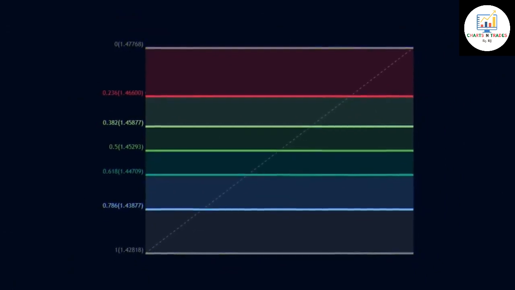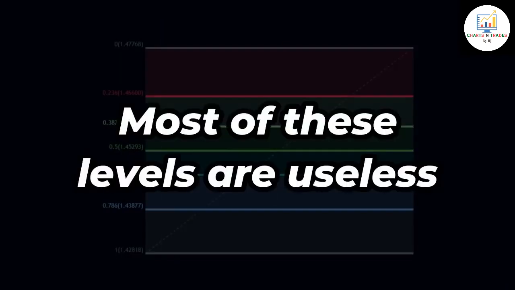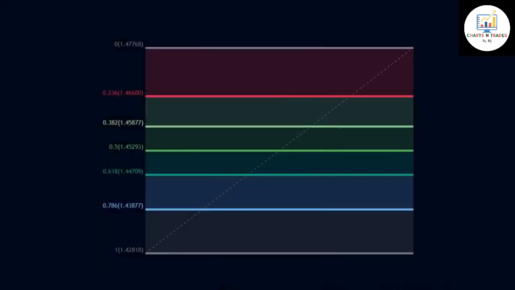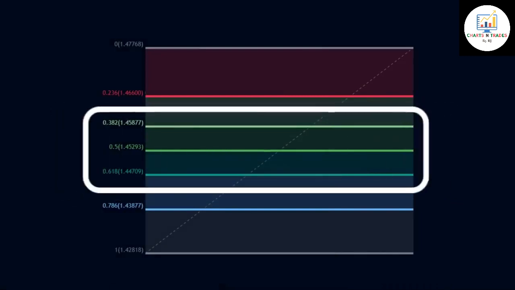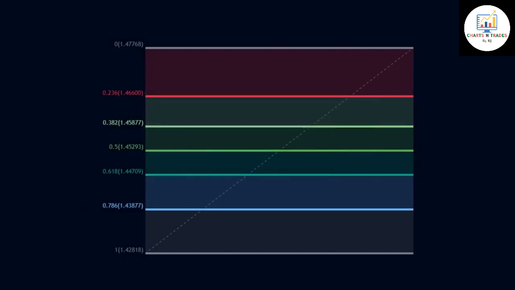In most of the charting platforms, you will find a lot of levels on the retracement tools. But most of these levels are useless. Personally, I only use the 38.2, 50, and 61.8 levels. I suggest you remove all the other levels from your tool.